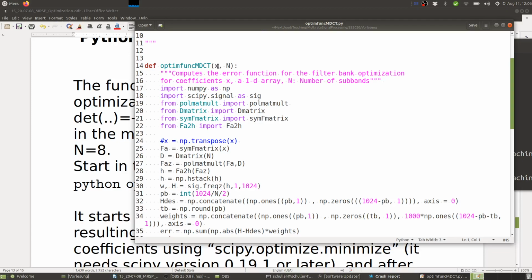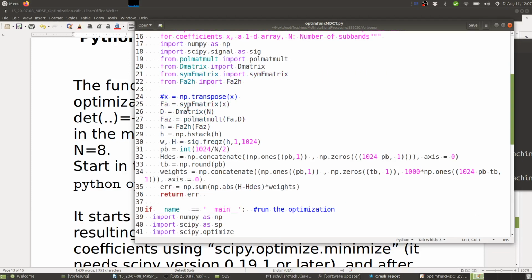X contains the unknowns from our matrix coefficients, and capital N is the number of subbands. So here you can see I'm importing the matrix types here, and also the matrix multiplication function polmult. Here the delay matrix. Here the symmetric F matrix, which has the determinant equals -1. And here this conversion from the FA of Z matrix to the baseband prototype H.